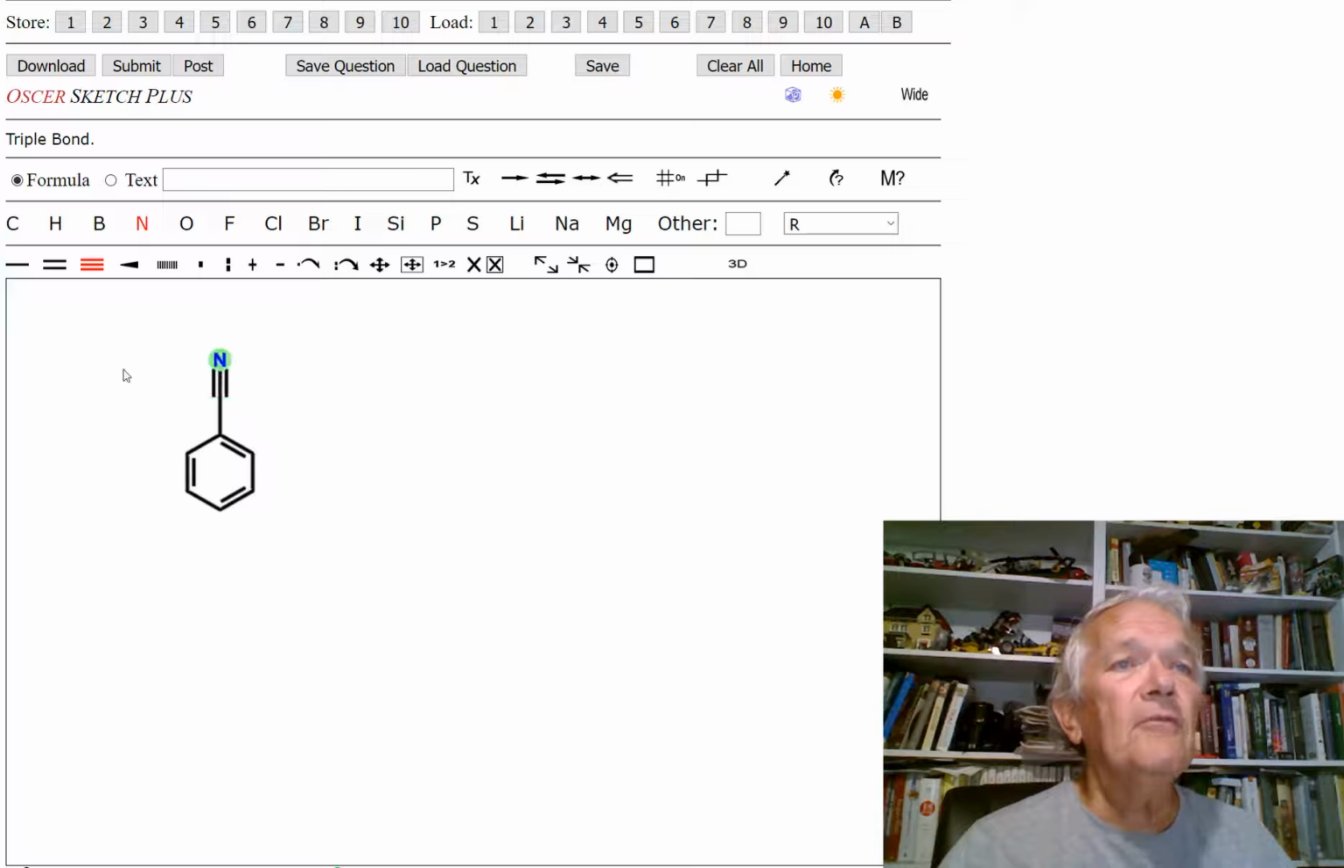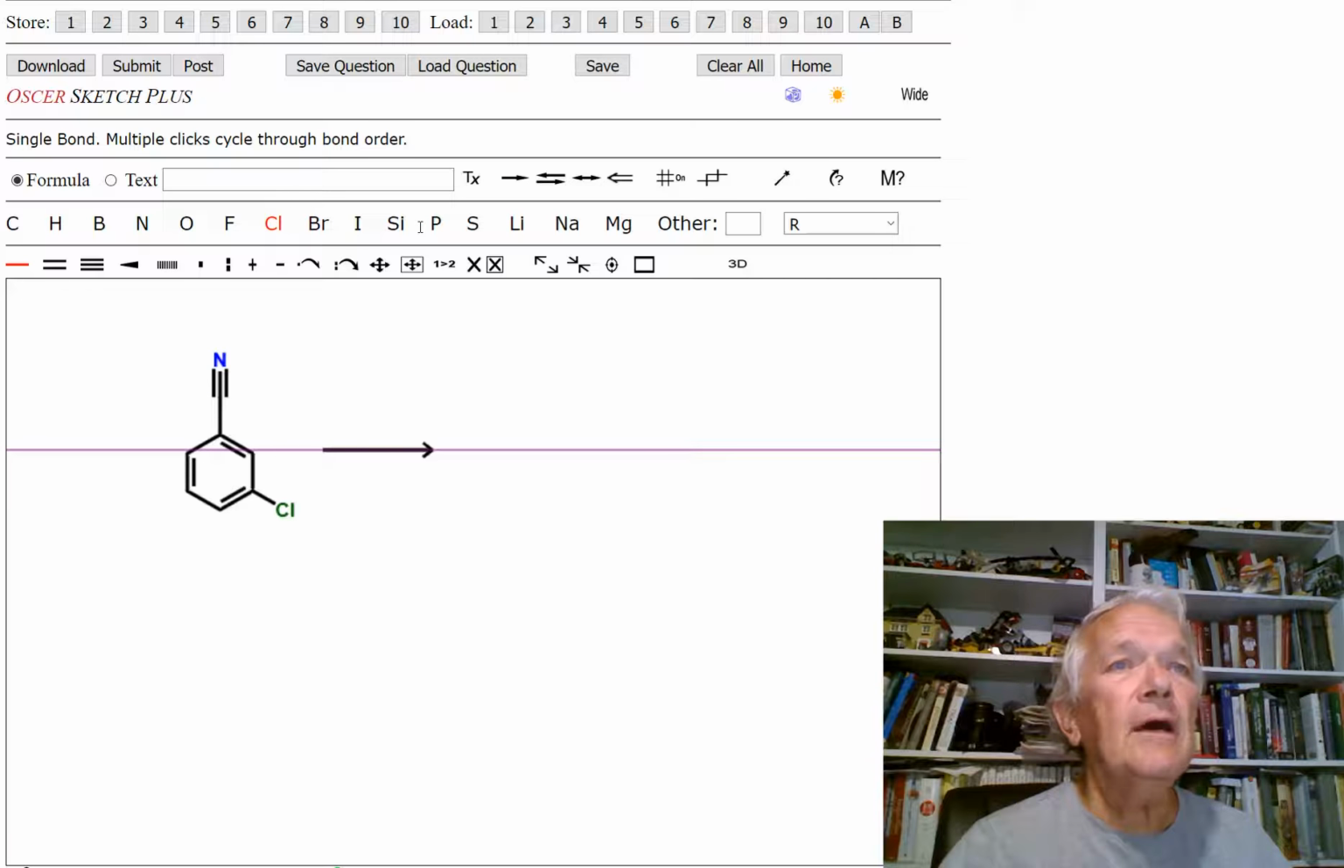So for our first example, we'll do a cyano group. And let's say we have a chloride down here. Whoops, sorry, in the meta position. So here's our substrate, and we'll use that same thiol that we used before to do the substitution. So here's our thiol, and let's see if this works.